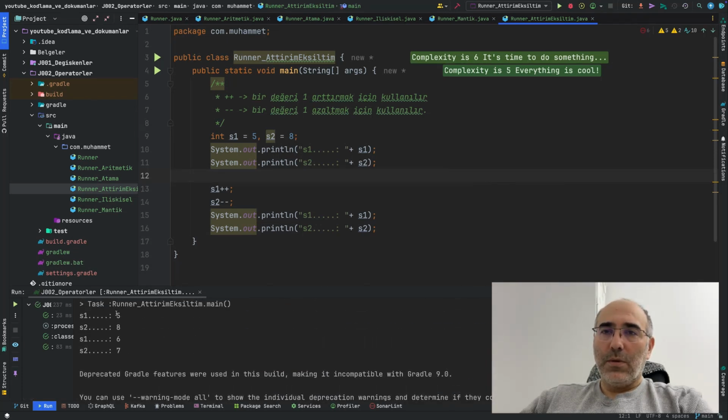I did S1 plus plus. It went from 5 to 6. I did S2 minus minus. It decreased. It's used to increase or decrease by 1. That's it.